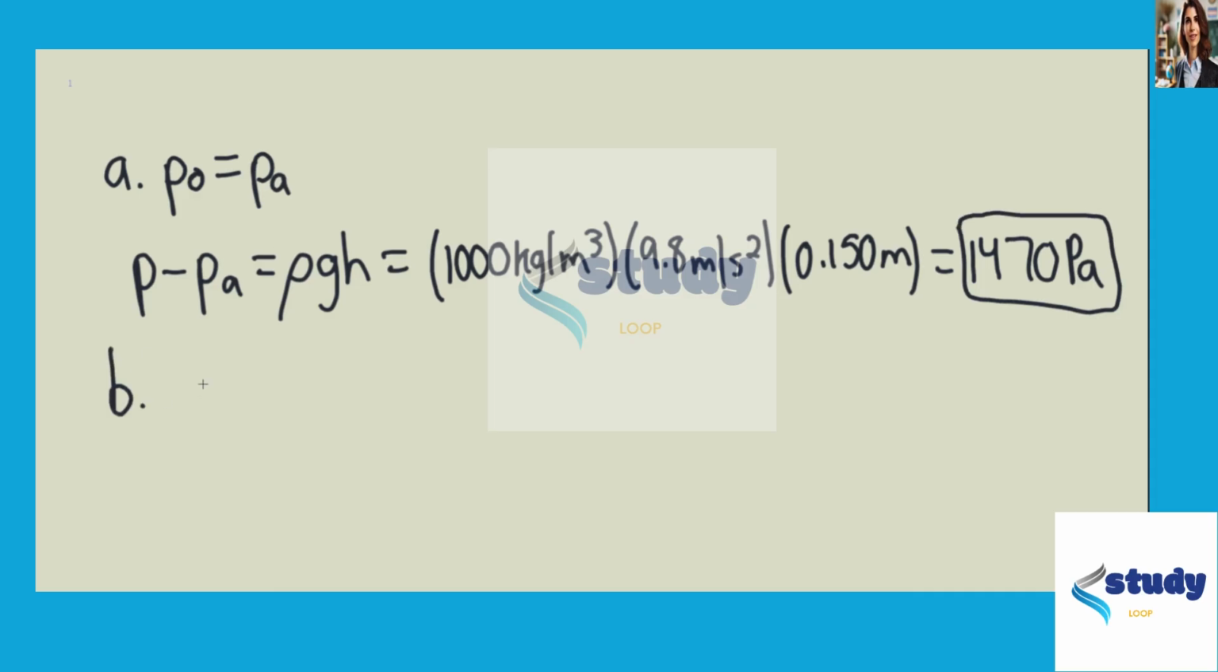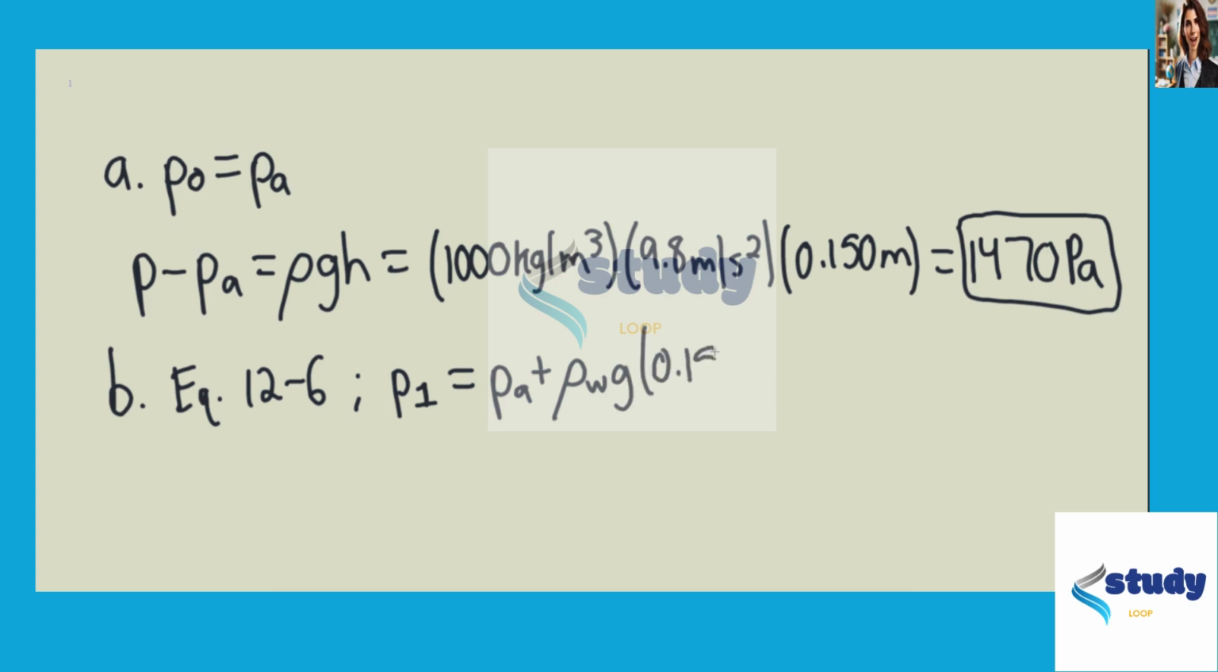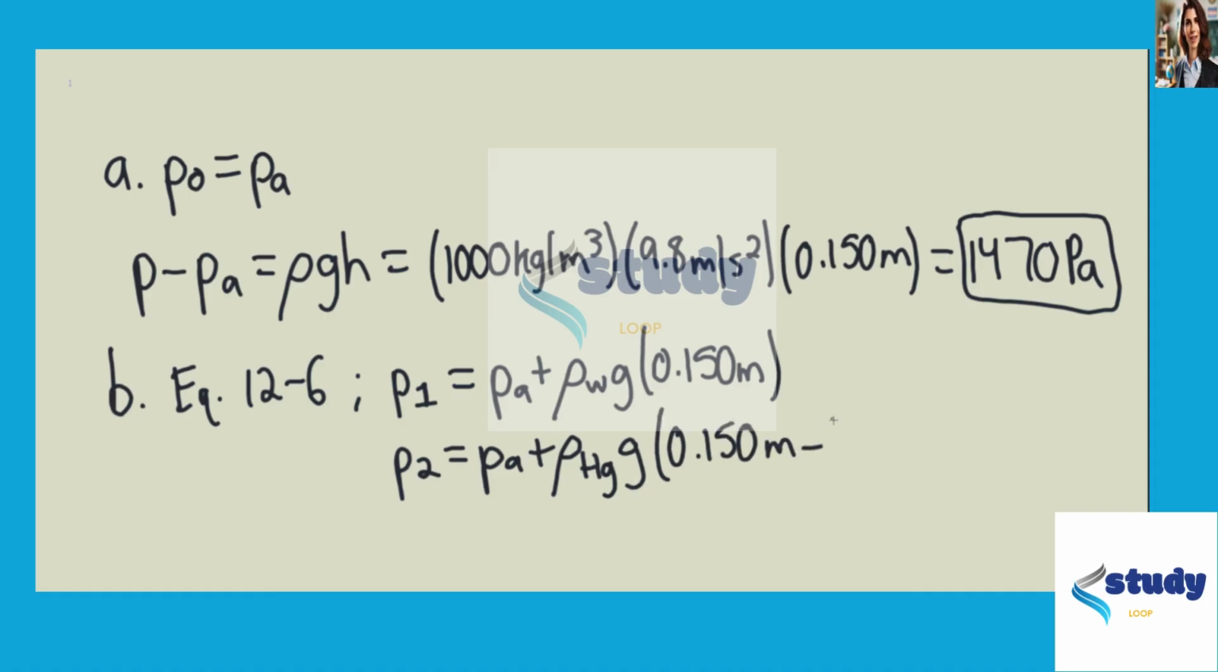For part B, then, we know that the pressure at point 1 equals the pressure at point 2, so we're going to apply equation 12.6, and we're going to apply this to the right-hand arm of the tube and then solve for the height h. So we can say P sub 1 would be equal to P sub A plus the density of water times g multiplied by 0.150 meters. And we know that P sub 2 is equal to the pressure at A plus the density of mercury times g multiplied by 0.150 meters minus h. And we're going to then solve for h.